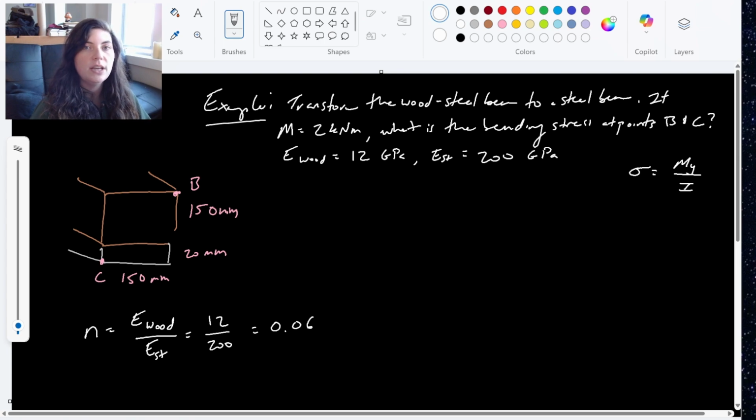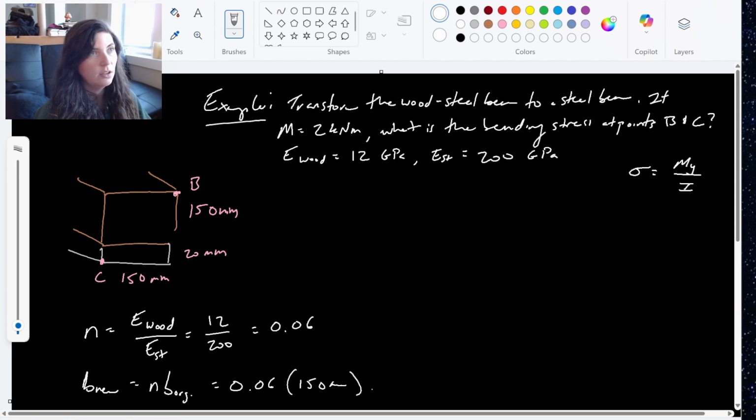And I'm going to use this in order to transform the wood portion. So what I want is to get a new base width. My height is going to stay the same, it's still going to be that 150, but that base is going to be different. My new base is the transformation factor times the original base. So 0.06 times that original base of 150 millimeters, and when I punch that into my calculator, I'm getting 9 millimeters.